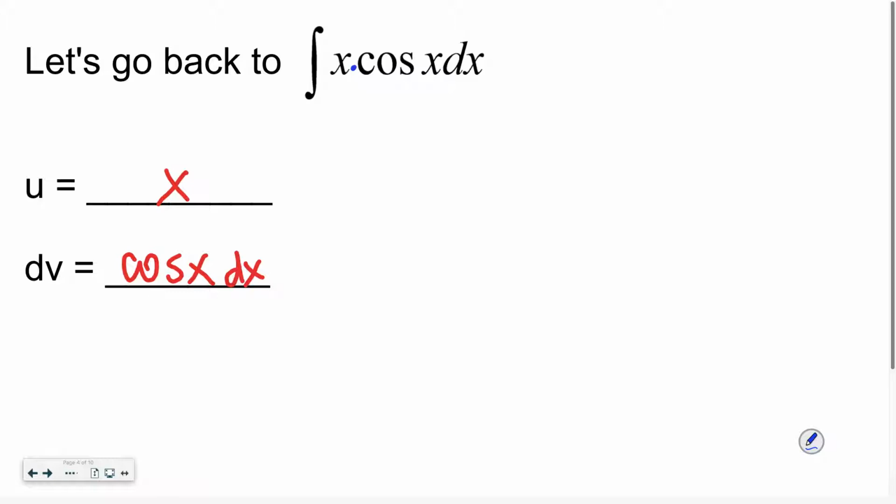So, what we're going to do, with u, we need to determine du. Is it 1? It is the derivative, 1, well, dx. So is it just dx? Yes.